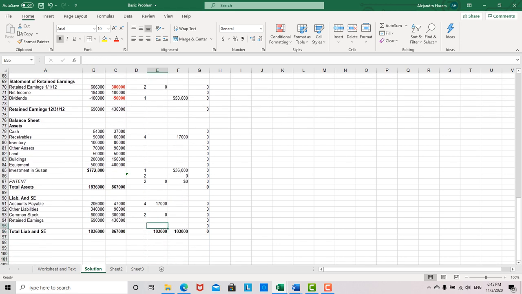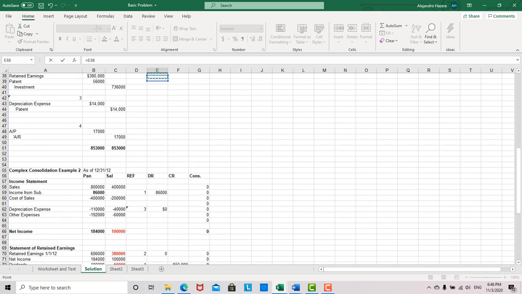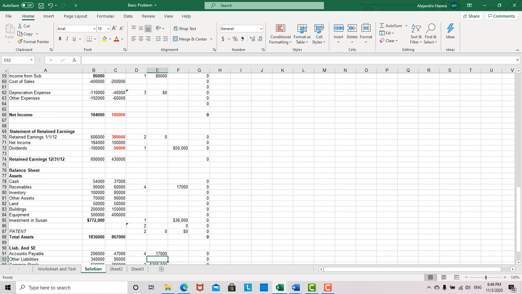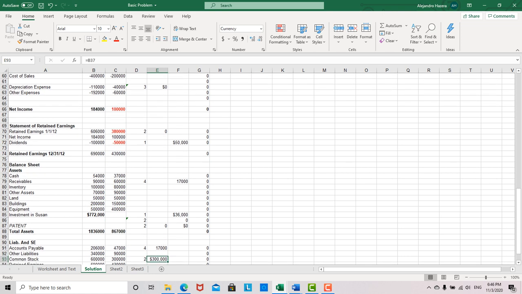And be careful with this one. This is where you should watch these videos a couple times, because even for easy ones, you've got to remember the basic rules. You're eliminating beginning common stock, beginning retained earnings, and writing up the patents to their beginning of year balance. Okay, so common stock, this is entry number 2. So you're going to debit common stock for $300,000. Then that's their beginning common stock.